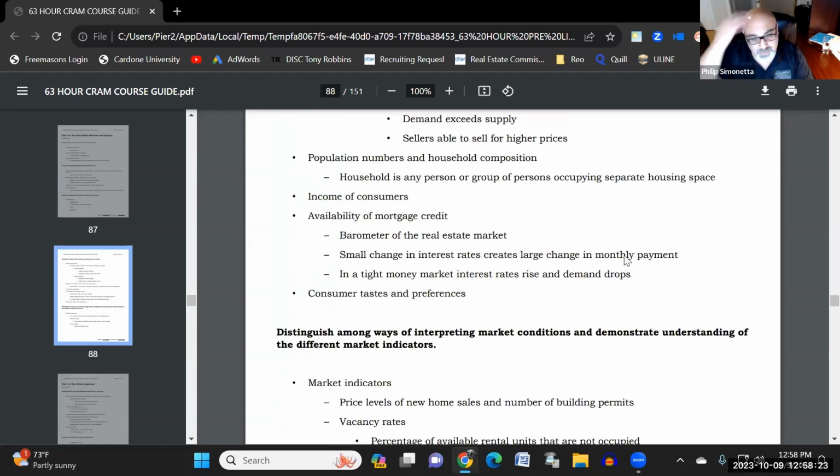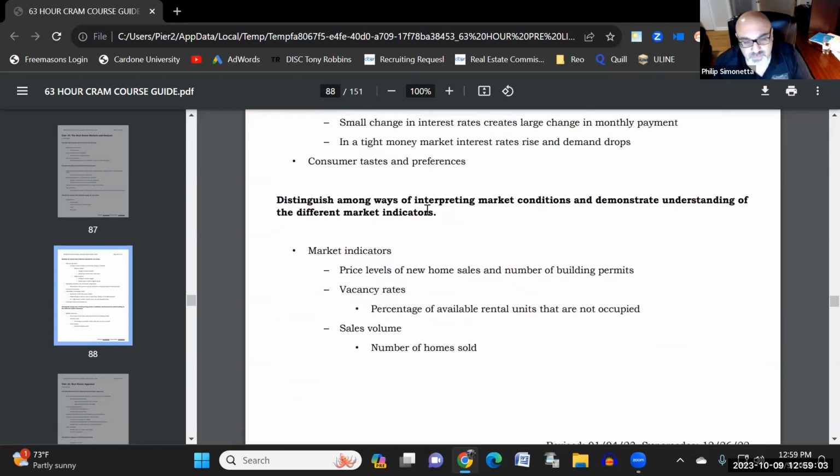Okay, population numbers and household composition. Household is any person or a group of persons occupying separate housing space. The income of the consumers determine it. Availability of mortgage credit. Okay, that's a barometer of the real estate market. A small change in the rates creates a large change in the monthly payment. In a tight money market, interest rates rise and demand drops. That's what we're doing now. Rates are up. People can't afford it. Remember, the house is like $1,200 more a month for the same house 6 months ago. You know, the rate change is so significant. I've never seen rates go up 4% in such a quick time.